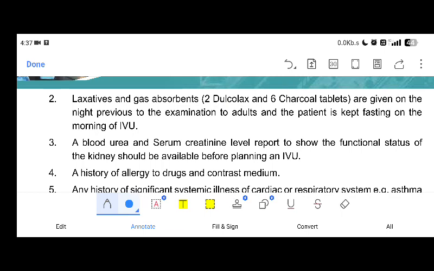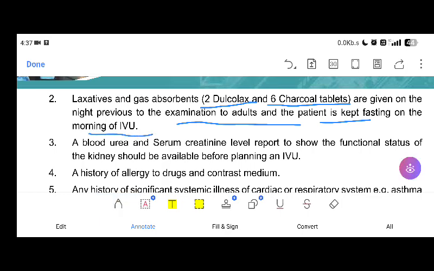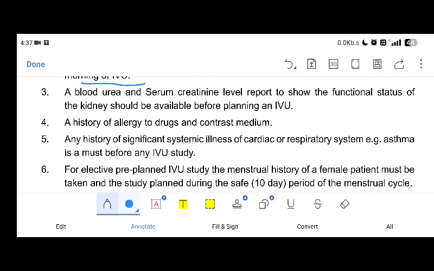Proper bowel preparation is a must before IVU. Laxatives and gas absorbent, 2 Dulcolax and 6 charcoal tablets, are given on the night before the examination to adults, and the patient is kept fasting on the morning of IVU. A blood urea and serum creatinine level report, to show the functional status of the kidney, should be available before planning the IVU.